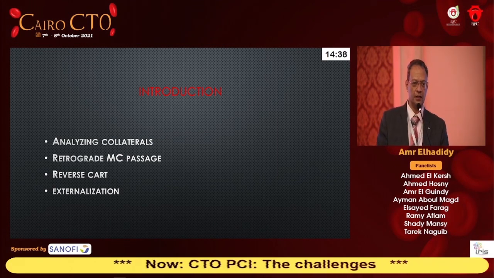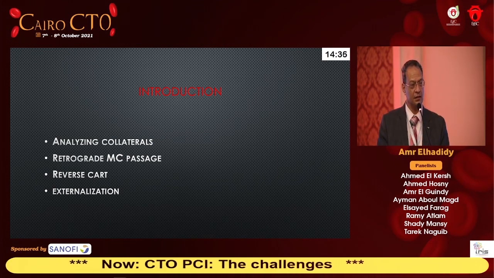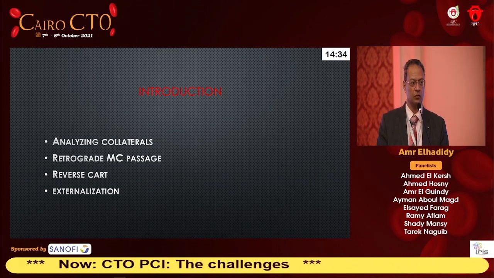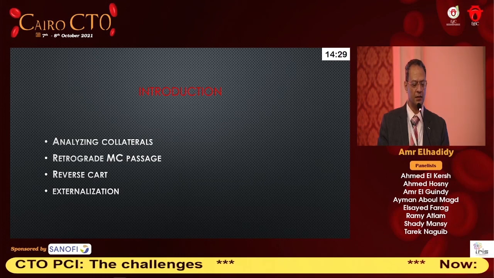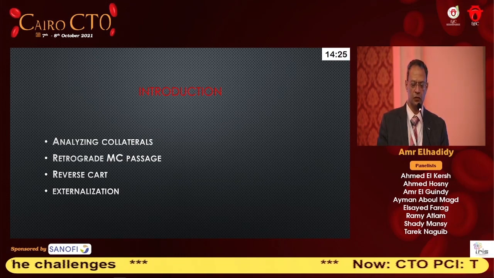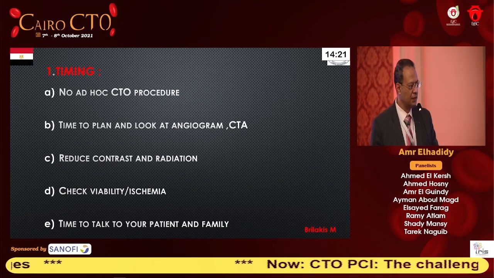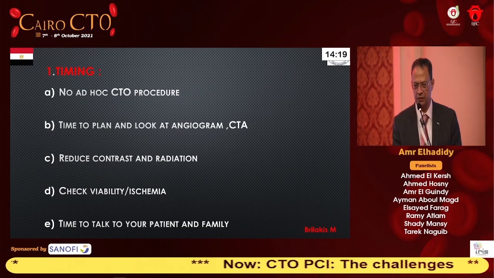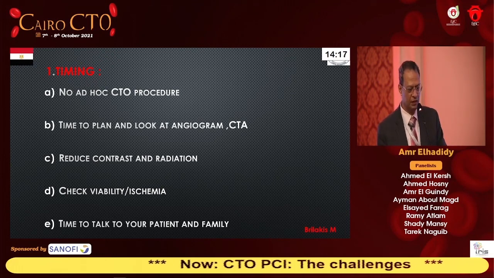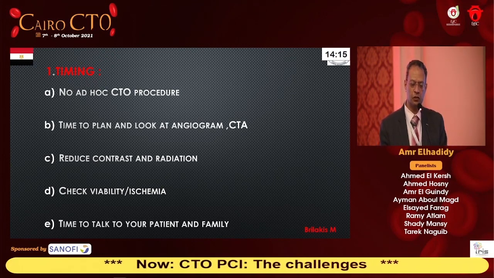Very important to have the steps when you are doing retrograde. You need to analyze the collaterals. Also, you need to see what to do with the microcatheter passage, and to know how to do reverse CART and how to externalize the wire. So, just quick points from Manuel Brilakis that he gave us: no ad hoc CTO procedure.